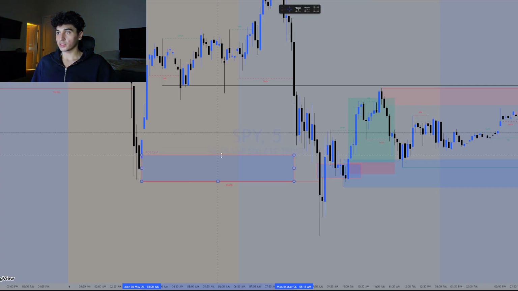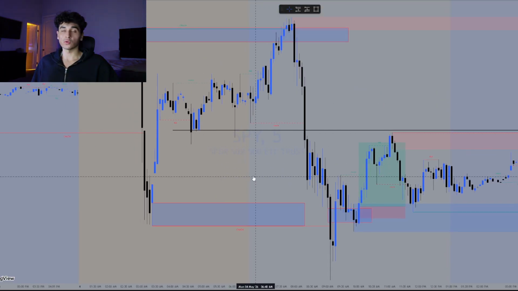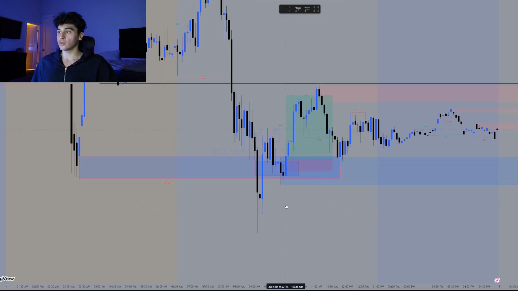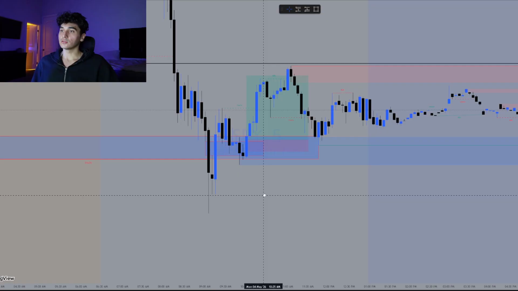So we're going to be marking out the wick for the candle that started the aggressive move to the upside. That's exactly what we did. Extend that zone out all the way. Now what do we see here?